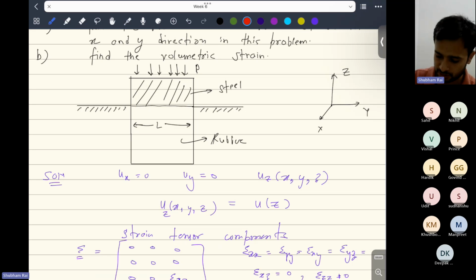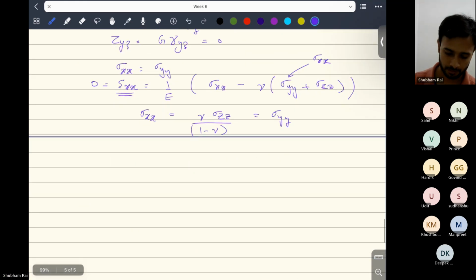This is the top surface of the rubber, right? Let's say the height of this steel block is h, and the density of the steel block is rho. Due to gravity, it will exert a pressure of rho gh, and there is an external pressure P as well. So the total pressure on this red line, the upper part of the rubber block, will be P plus rho gh. I'm just writing it here.